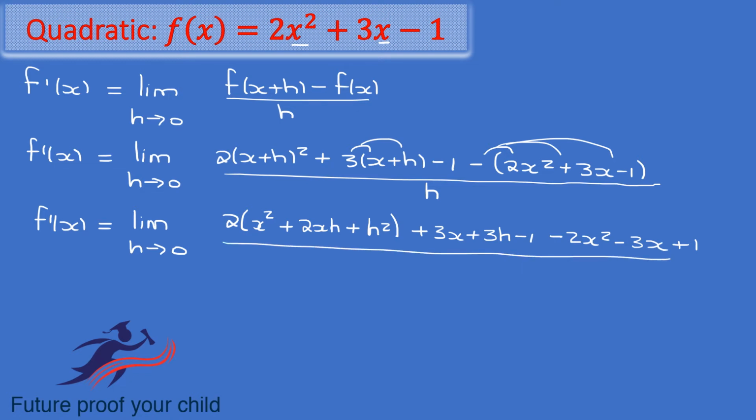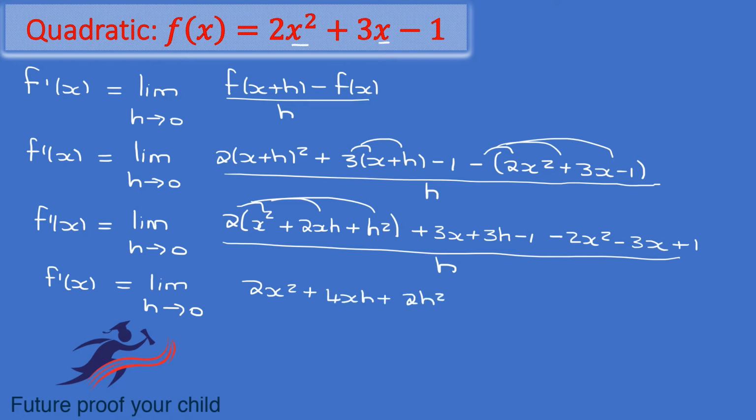And it's all over h. Then the derivative equals the limit as h approaches 0. Distribute the 2 into the bracket, so we get 2x squared plus 4xh plus 2h squared. Then the 3x minus 3x cancel, minus 1 plus 1 cancel. So I've got my 3h minus 2x squared, and it's over h.